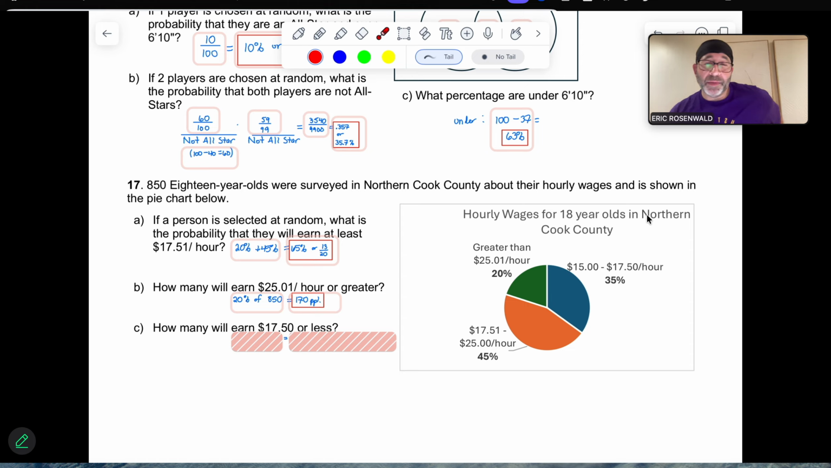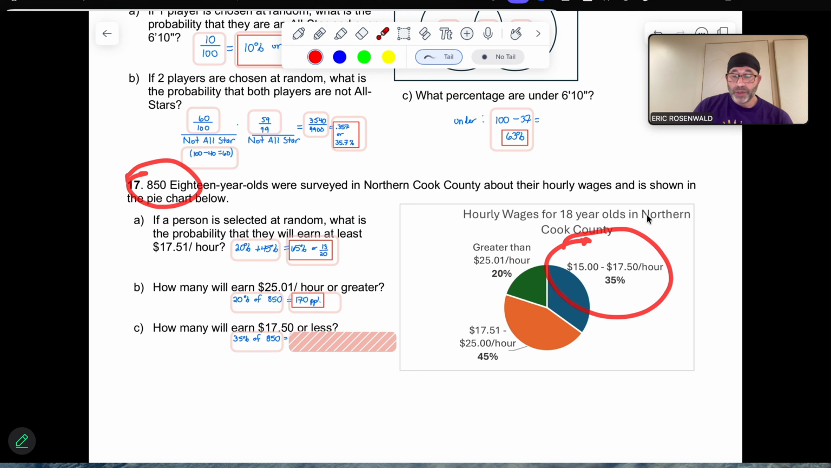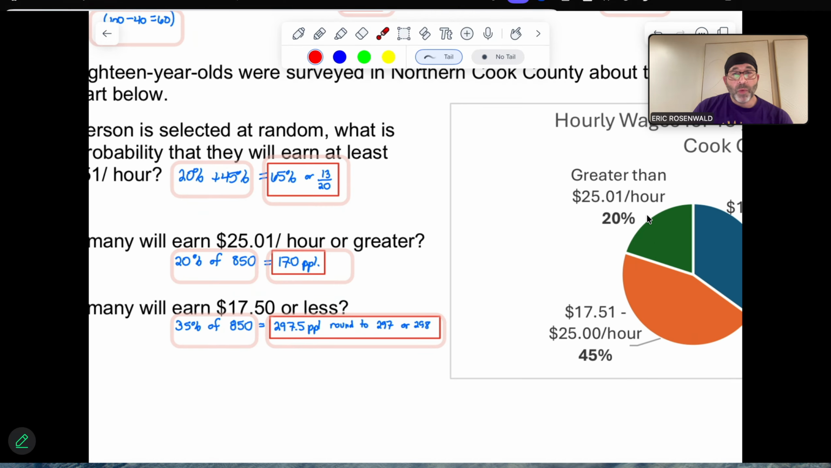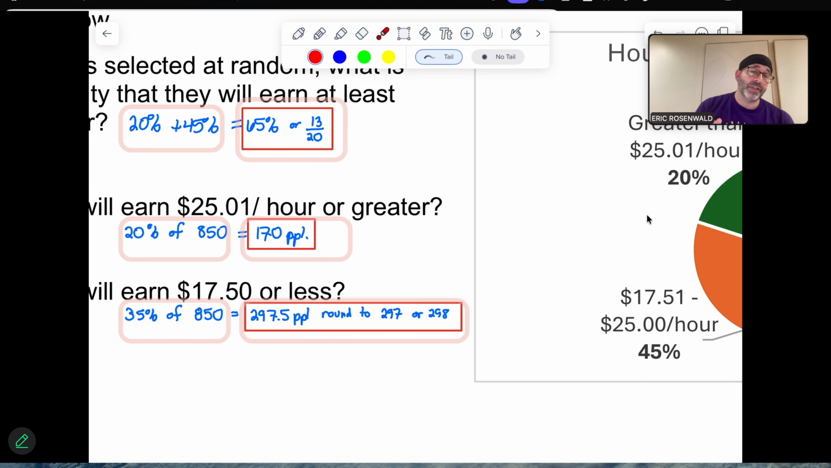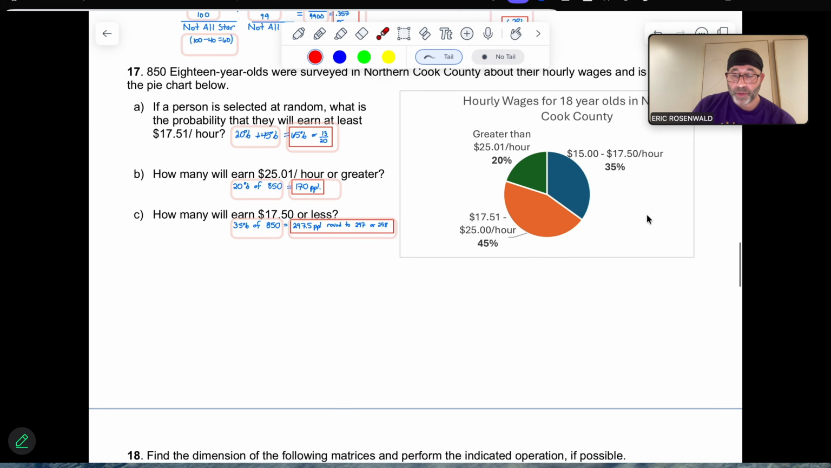Letter C is how many will earn $17.50 or less. So $17.50 or less is 35% of the 850. So we'll figure that out. That's going to be 297.5 people. But when this happens, you can either round to 297 or 298. Either one's going to be pretty much acceptable here. Okay. But there we go.